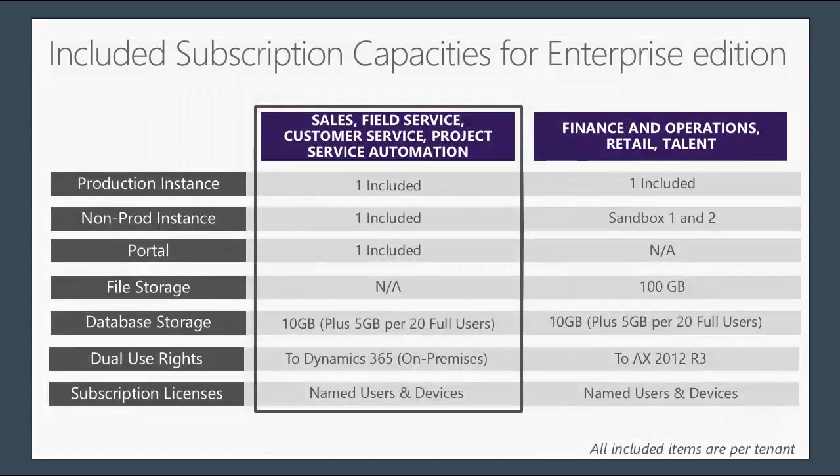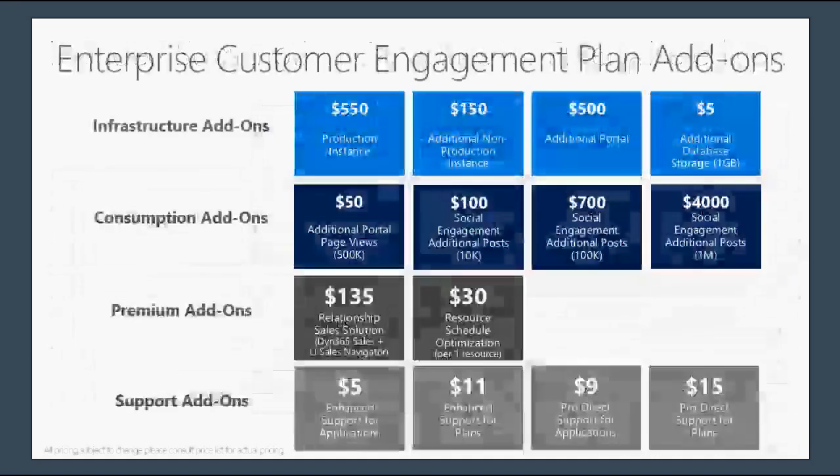So before we get into each of those items, let's first look at what's included with the subscription. And again, we're talking about customer engagement, so we're talking about sales, field service, customer service, project service automation today that you see in the box there. So when you get the subscription, you get one production instance, one non-production instance. You get one portal, you can see the storage that you get and the use rights. So this is kind of the basics of what you get with the licenses out of the box.